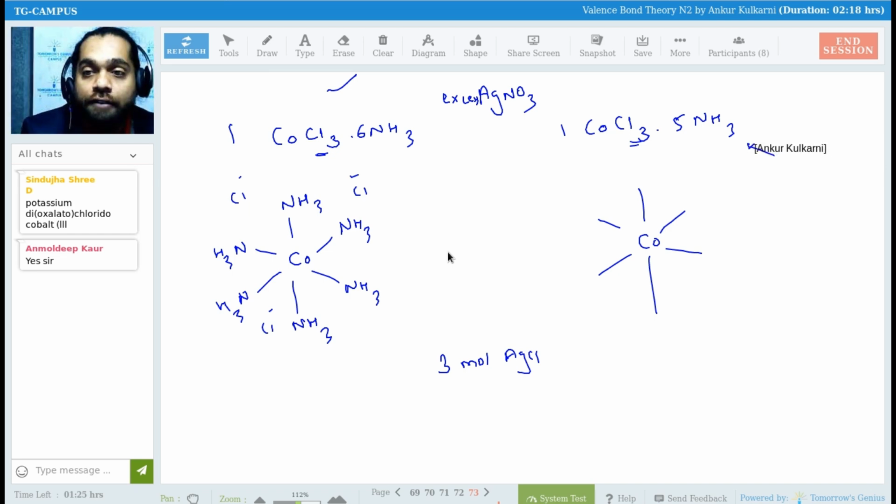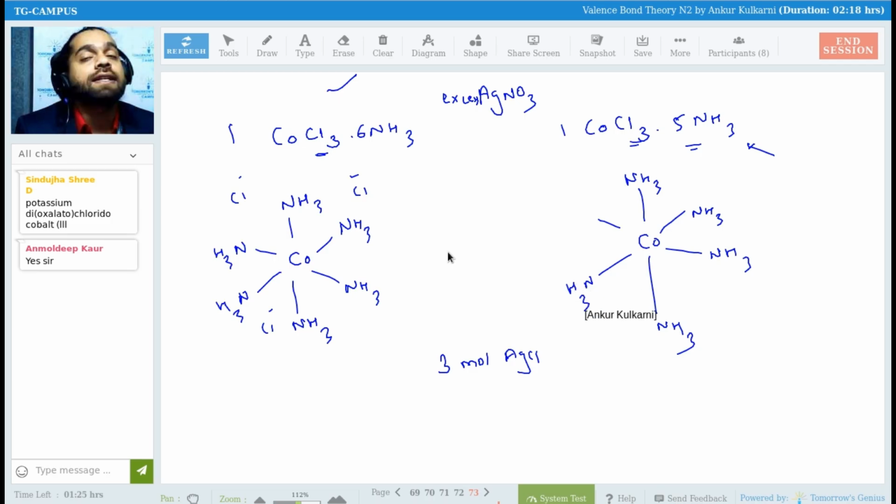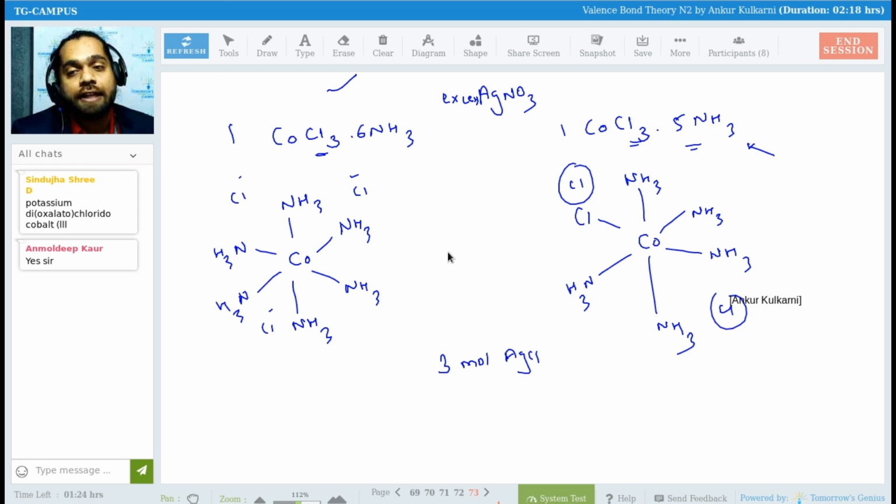But over here, we have only 5 ammonia. So the 6th valency, the fixed valency, is taken by Cl. So out of 3 Cl, 1 Cl is fixed and attached, you cannot remove it. Only 2 Cl are roaming now, and Ag has come and taken them away. That's why we have 2 mole of AgCl.